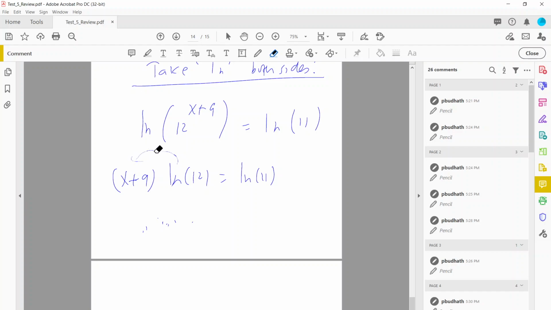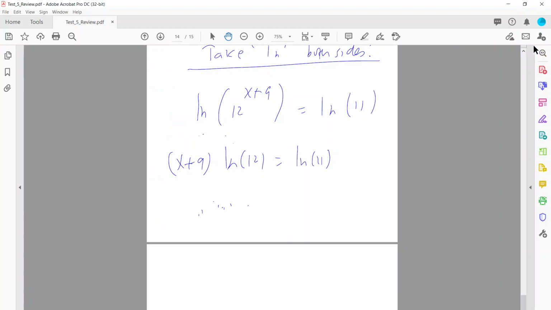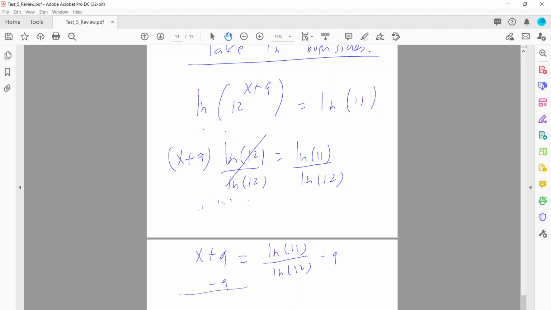So the goal is you just have to find out the x. So you are going to use the easiest and quick way. I'm going to divide both sides by ln of 12, and by doing that, there is x plus 9 on the left side and there is this number. You can calculate this number by using your calculator and then subtract 9. So that will give you x equal this number, ln of 11 over ln of 12 minus 9.